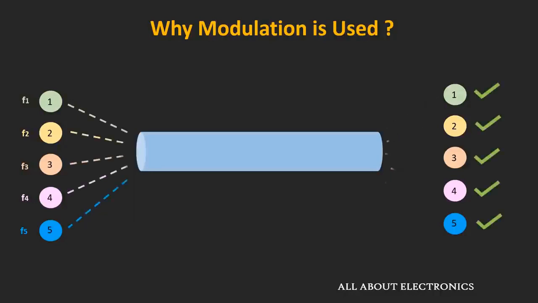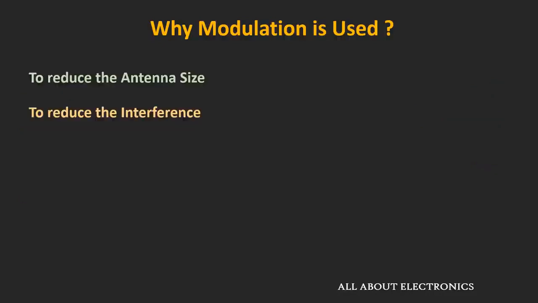So using modulation, the interference can be reduced, and at the same time the multiplexing of different signals is also possible. The example which I showed you earlier is an example of frequency division multiplexing, where the different message signals are modulated at different carrier frequencies and because of that they can be transmitted simultaneously. So these are some of the important aspects of why modulation is used in communication.